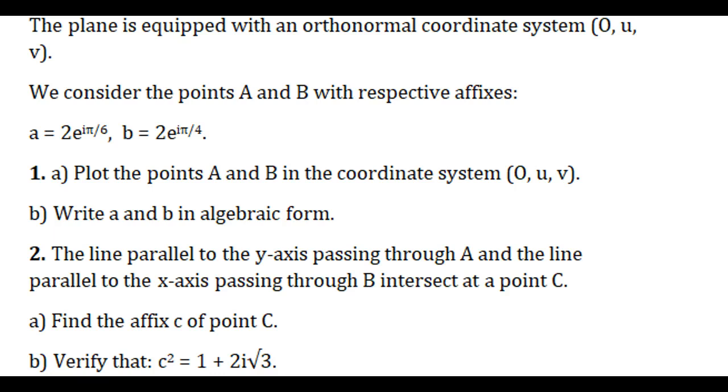The plane is equipped with an orthonormal coordinate system, defined by the origin O and the unit vectors u and v. We consider 2 points, A and B, with complex coordinates. A equals 2 times e to the i pi over 6. And B equals 2 times e to the i pi over 4.